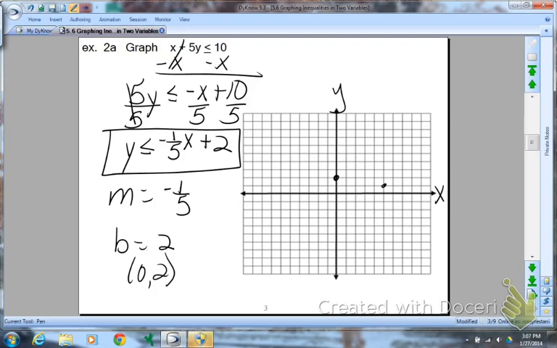Do it again. What if I want some points on the other side? Then I would put the negative with the 5 and go up 1, backwards 5. Is this going to be a solid or a dotted line? Solid. Oops, I'm off 1 point.